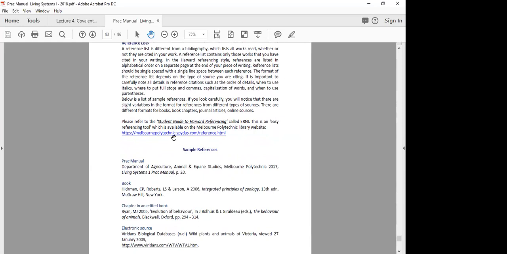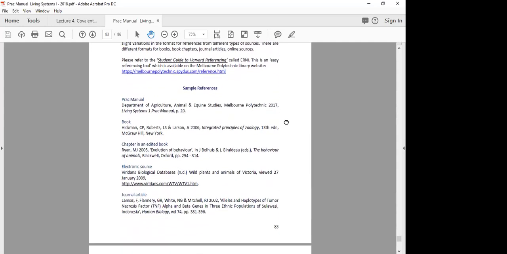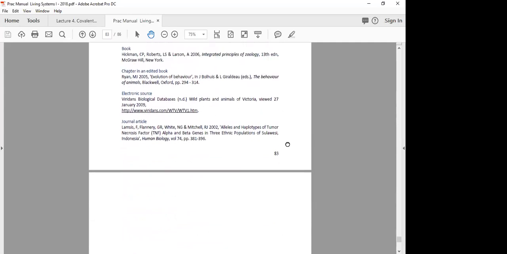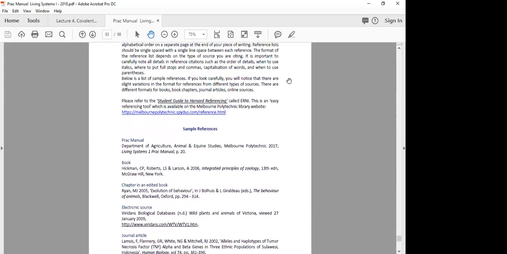This is a really easy to use tool. It basically enables you to select the type of reference you're using, whether it's a website or a textbook, and then depending on the number of authors, or whether there's a date of publication or no date of publication, it will give you an example of the correct way to present the reference, both in your reference list and within the text of your report. All right, and there's some examples shown here, but make sure you refer to the ERNIE referencing tool.